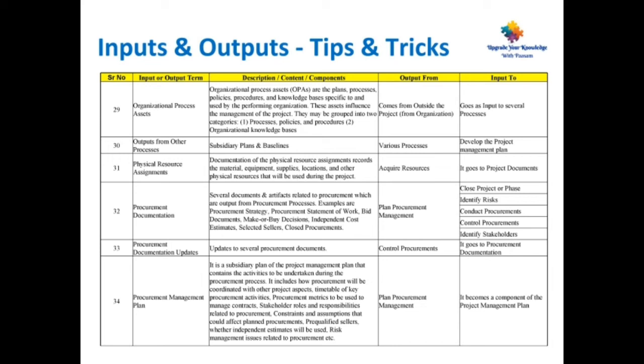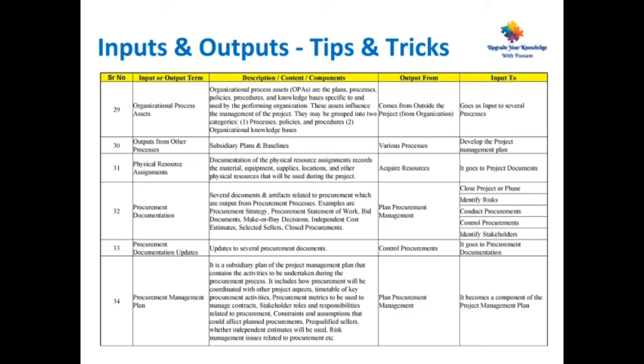Point number 32, procurement documentation. Several documents and artifacts related to procurement which are output from procurement processes. Examples are procurement strategy, procurement statement of work, bid documents, make or buy decisions, independent cost estimates, selected sellers, closed procurement. This is output from plan procurement management and goes as input to close project, identify risks, conduct procurements, control procurements, identify stakeholders. Point number 33, procurement documentation updates to several procurement documents. It is output from control procurements. It goes to procurement documentation.